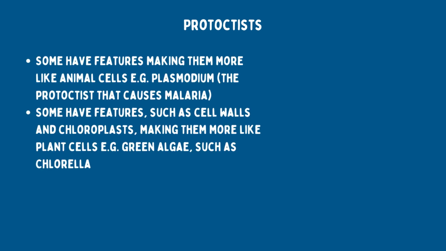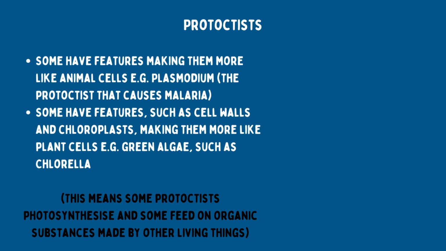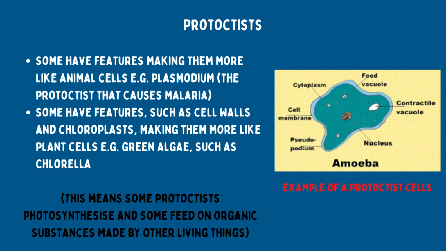Protoctists. Protoctists are mainly microscopic and single-celled, but some aggregate group together into larger forms. These cells contain a nucleus with a distinct membrane. Some have features making them more like an animal, example Plasmodium, the protoctist that causes malaria. Some have features such as cell walls and chloroplasts, making them more like plants, example green algae. This means some protoctists photosynthesize and some feed on organic substances made by other living things. They do not have nervous coordination. Examples of protoctists include amoeba, paramecium, plasmodium.